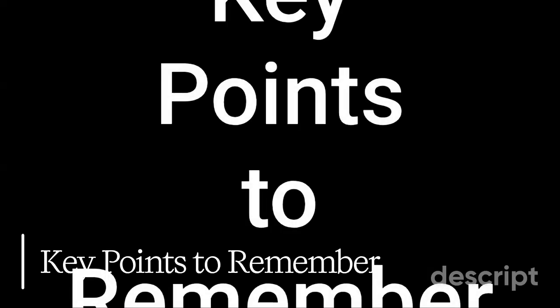Here are the key points to remember. Real numbers include rational plus irrational numbers. Rational numbers can be written as terminating or repeating decimals. Irrational numbers have non-terminating, non-repeating decimals.